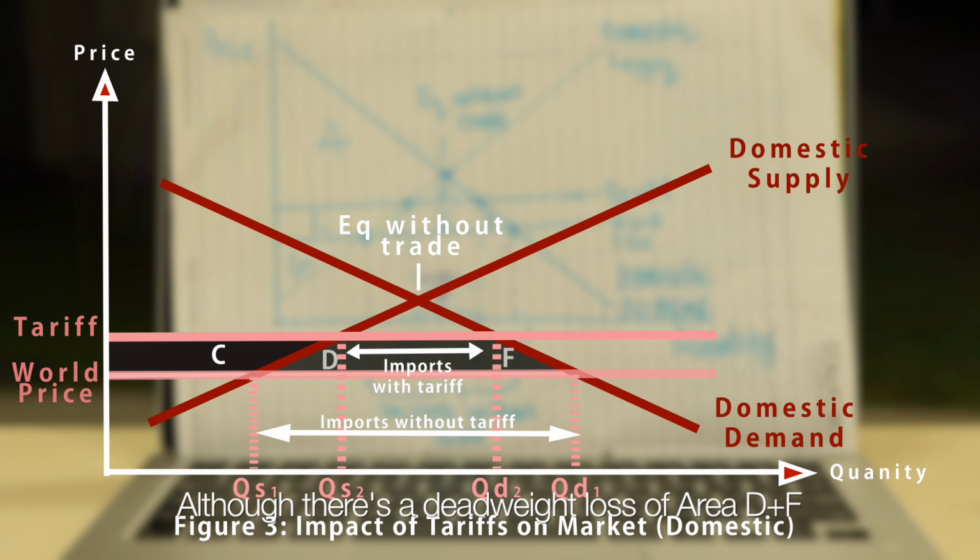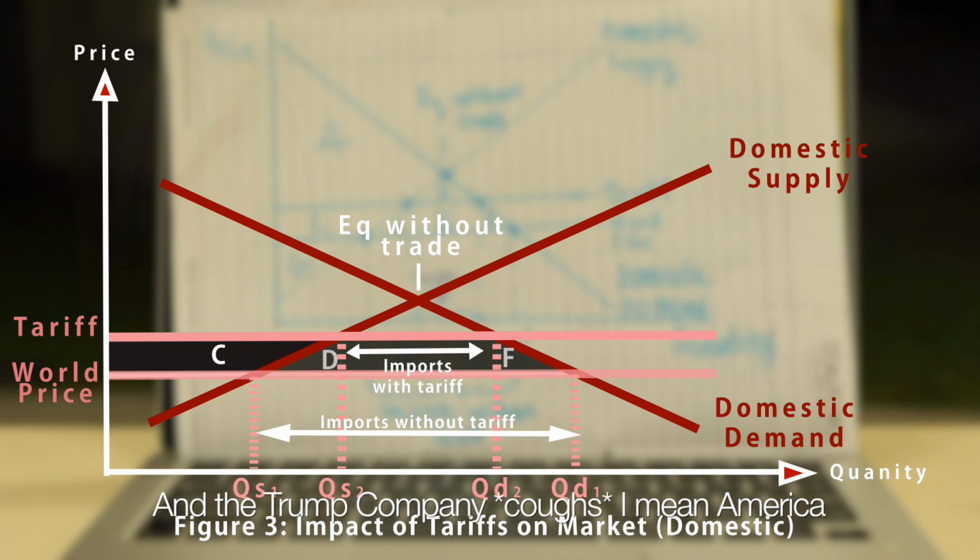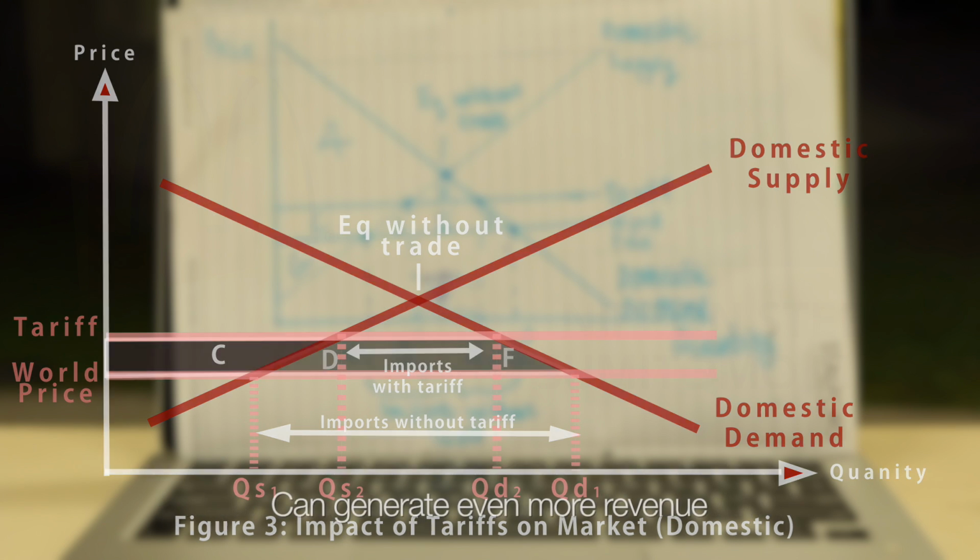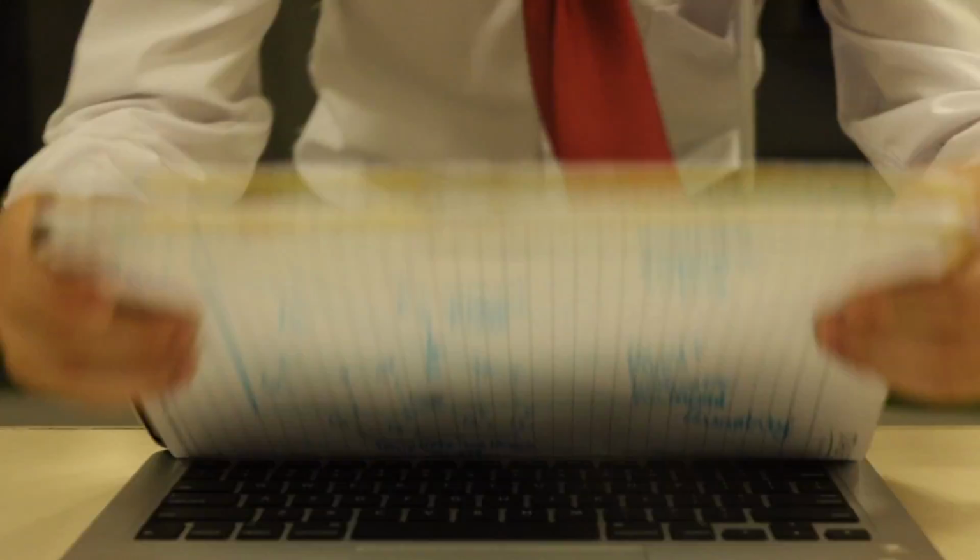Although there's a deadweight loss of area D plus F, at least my business friends and the trade unions will continue supporting us, and I can last another term. Alternatively, we can introduce import quotas, which will be able to gain more revenue for our firms if we sell the import licenses to foreign firms. The Trump company, America, can generate even more revenue.